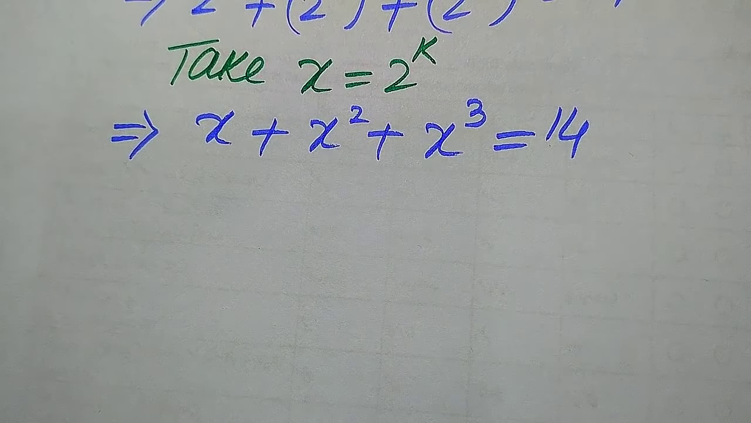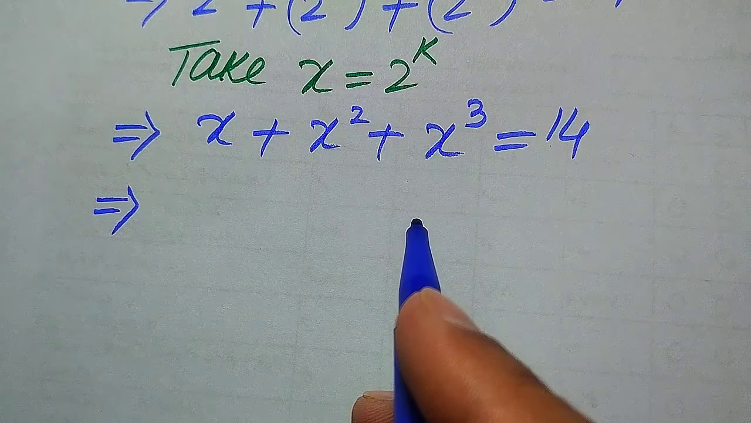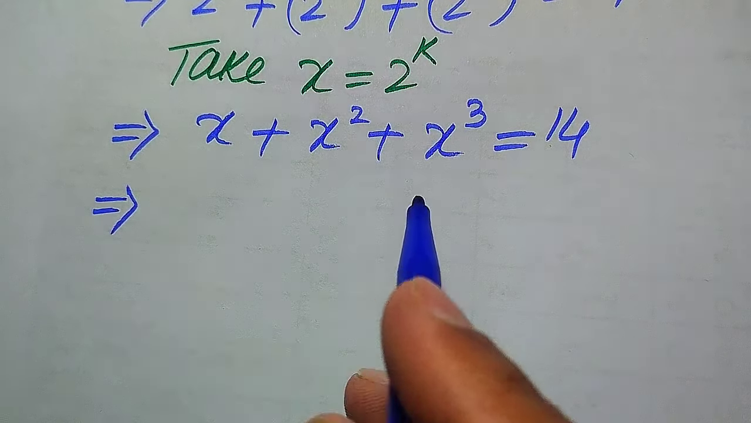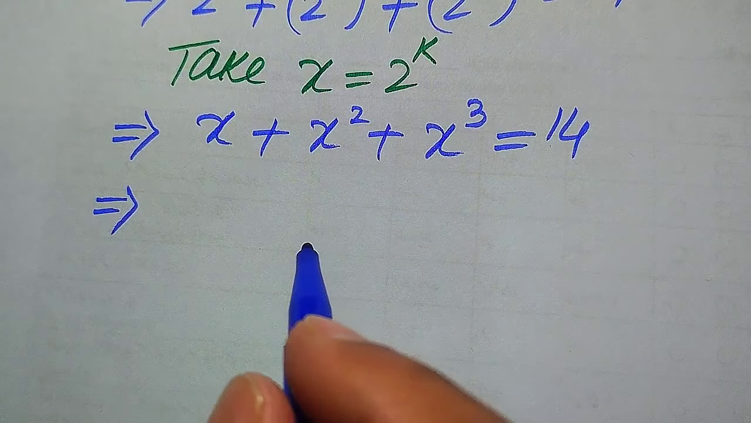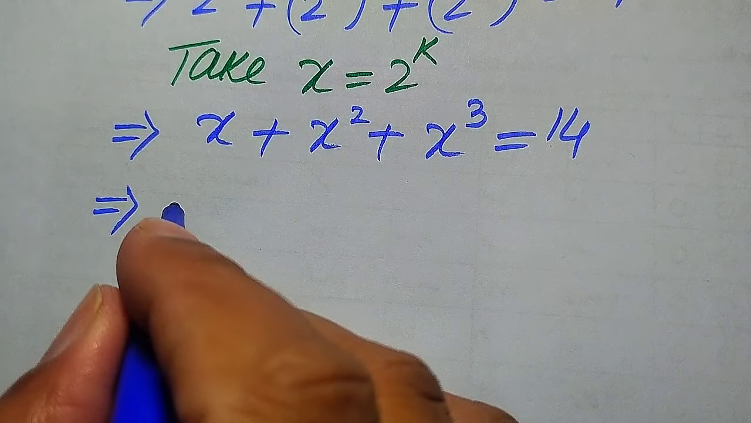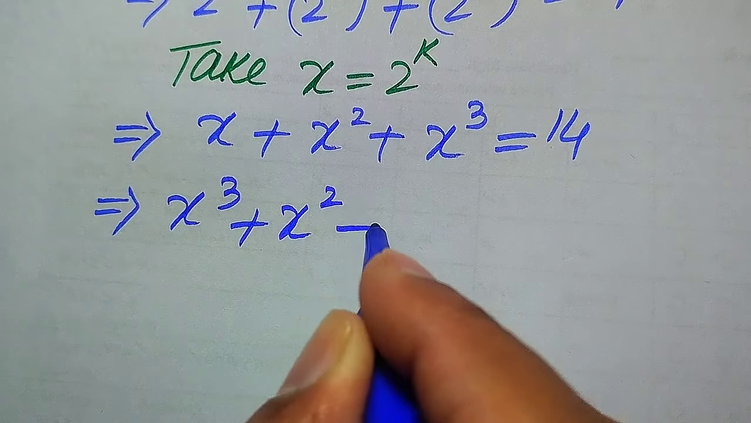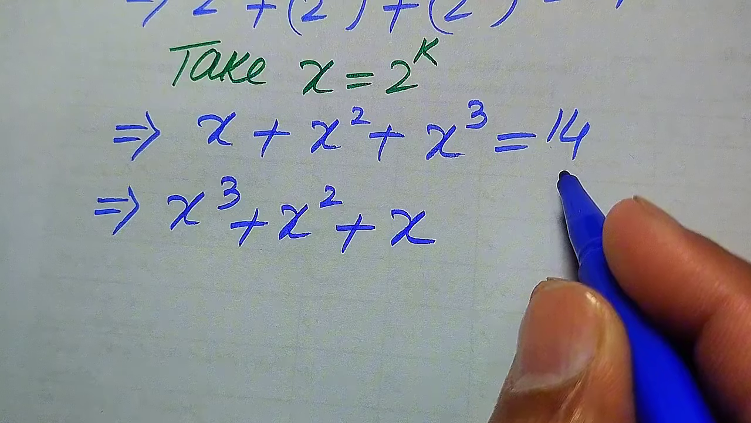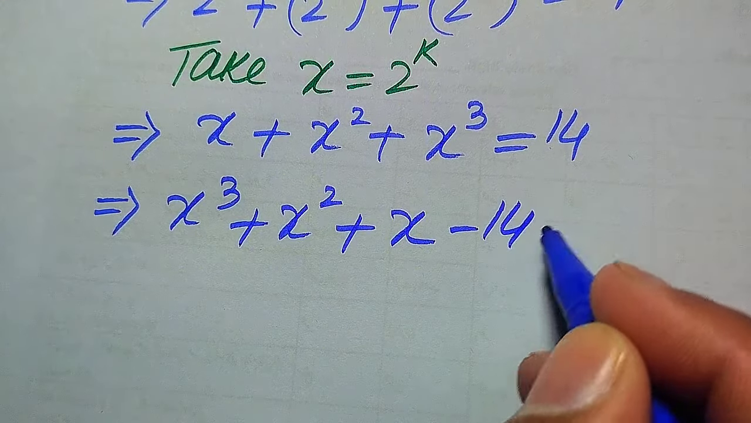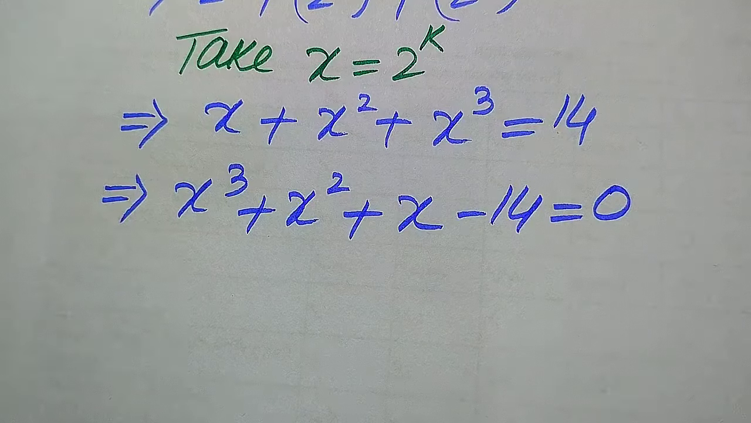And further in the next step, we need to move 14 from the right hand side to the left hand side, and further we rearrange the terms into the descending form. Okay, so here first we write x cubed plus x squared plus x, and plus 14 becomes minus 14, and this whole equation is equal to 0.